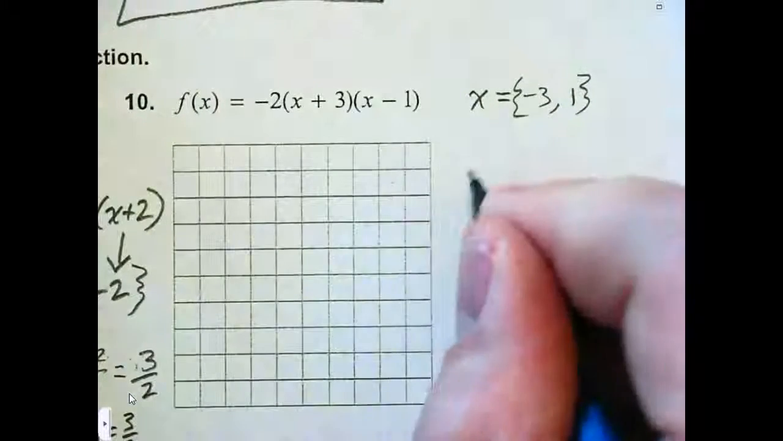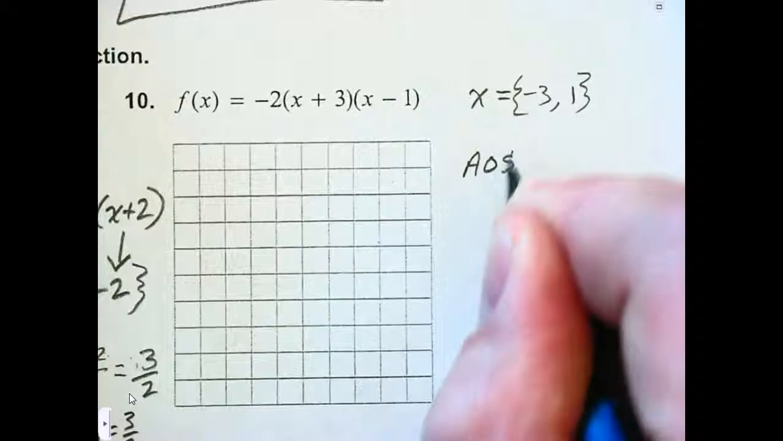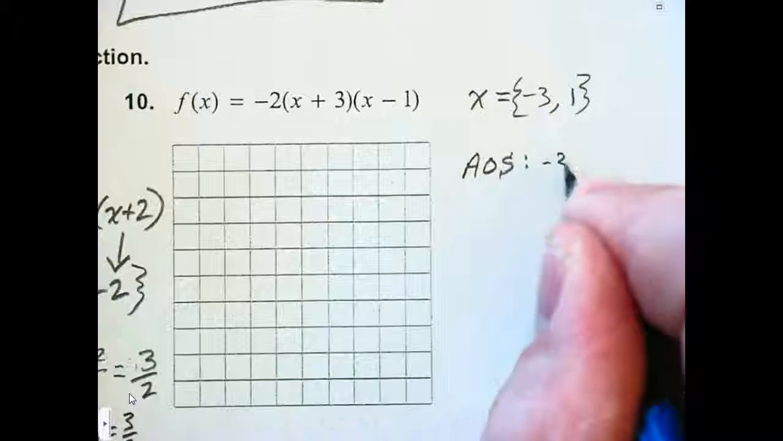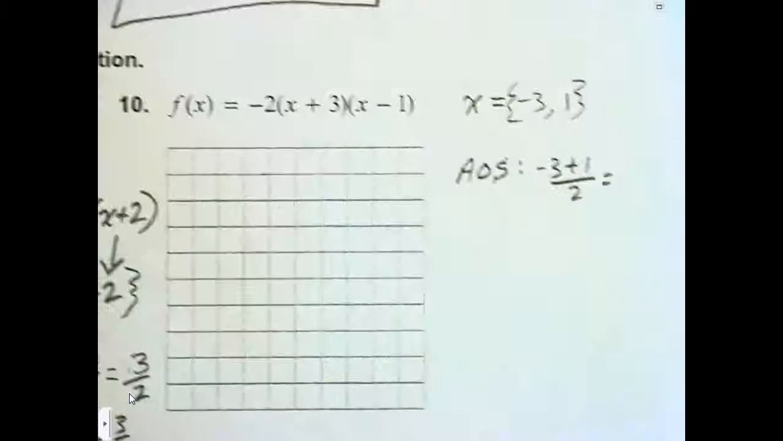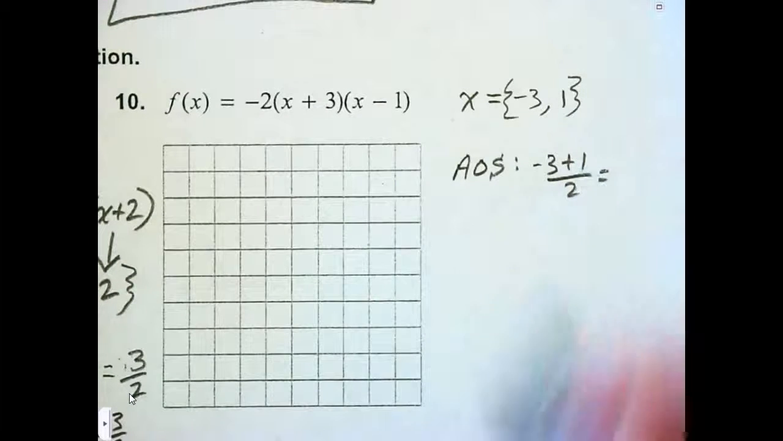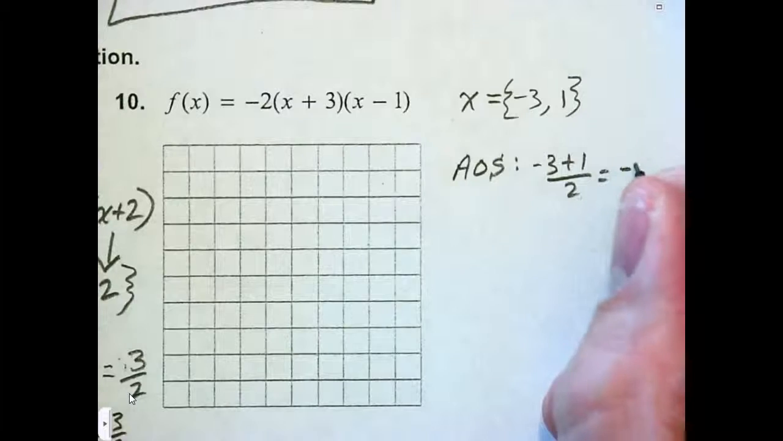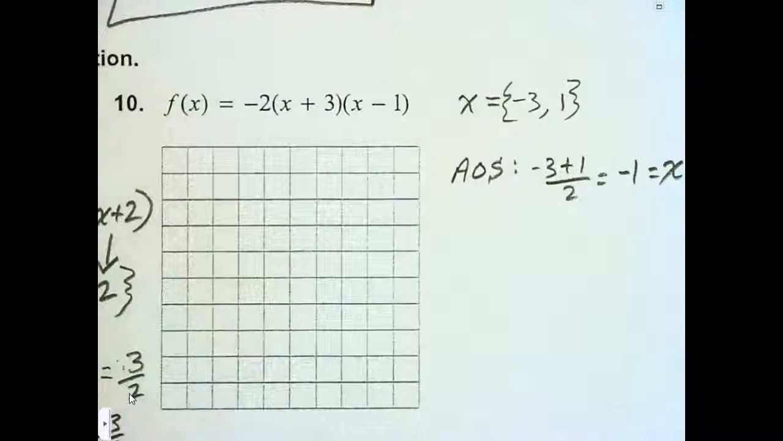All right, my axis of symmetry is where I add those two pieces up, negative 3 plus 1, and cut in half. I find the halfway point. So that gives me negative 2 over 2, or negative 1. It's my axis of symmetry.